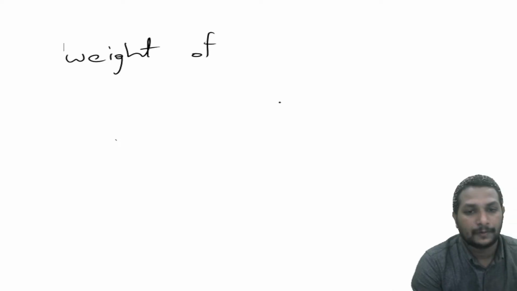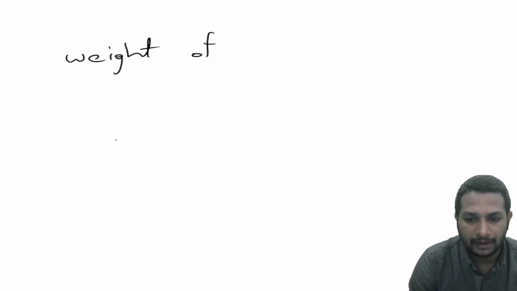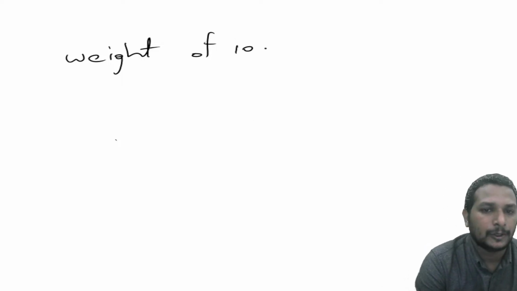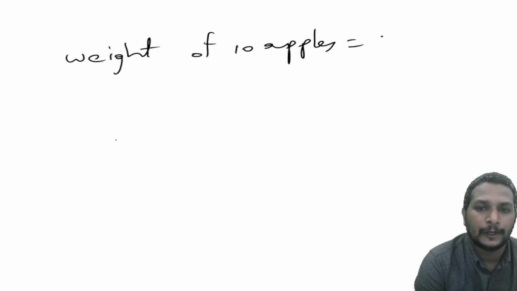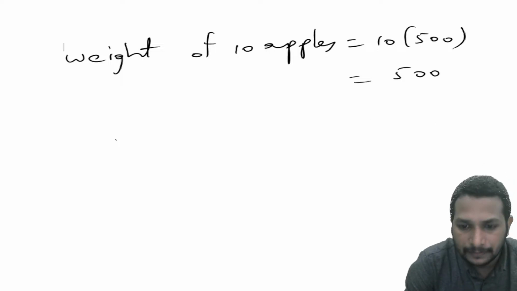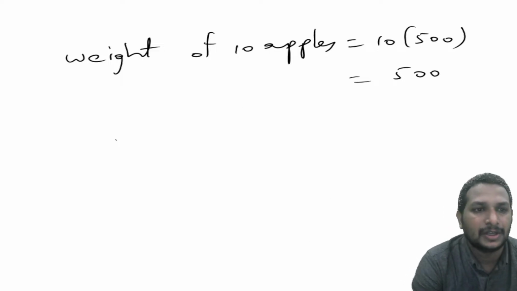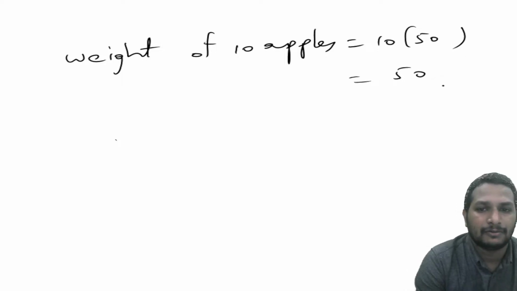Weight of 10 apples first. Weight of 10 apples equals 10 into 500, nothing but 5,000. They gave the weight of one apple as 50 grams, right? Okay, 50 grams. 10 into 50, we're getting it as 500 grams.